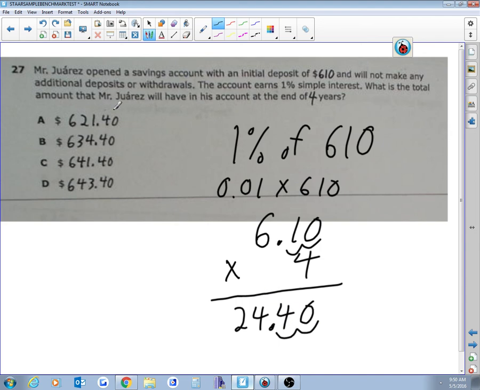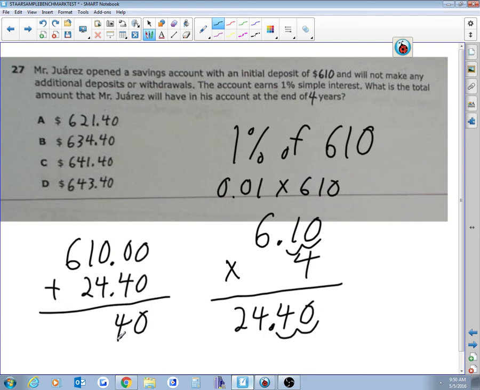And we're looking for the total amount. So it started off with $610. We're adding $24.40. Since we're adding, we've got to line up our decimal. And that's going to bring us to $634.40 total. $634.40.